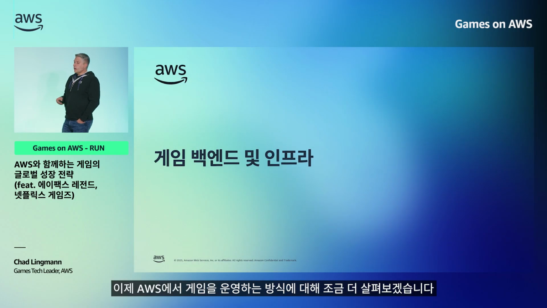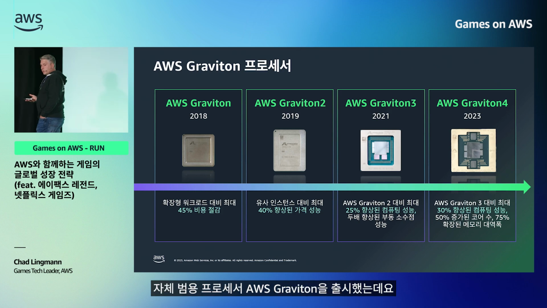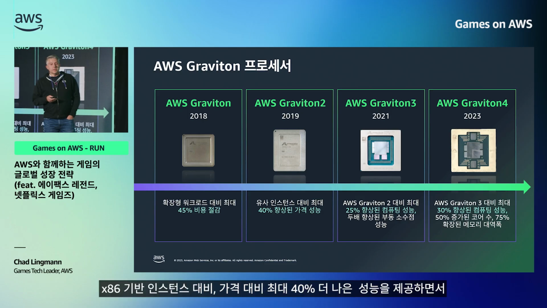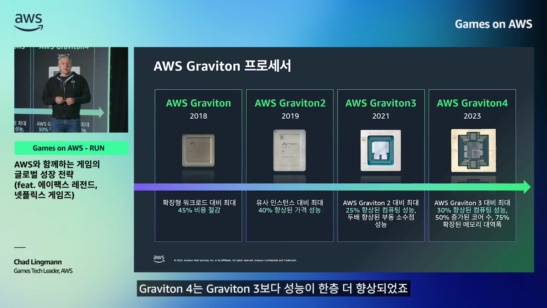Now let's talk a bit more about running games on AWS. So AWS is the first major cloud provider to launch our own general purpose processor, AWS Graviton, which delivers up to 40% better price performance when utilizing 60% less energy compared to x86-based instances. With Graviton 4, we expanded our performance gains from Graviton 3 even more.